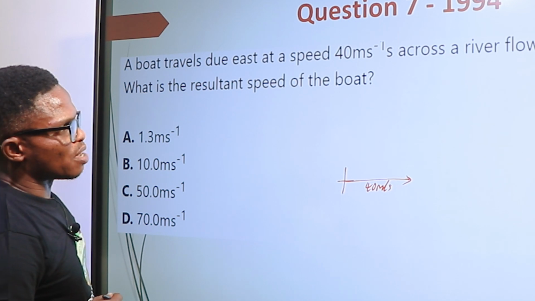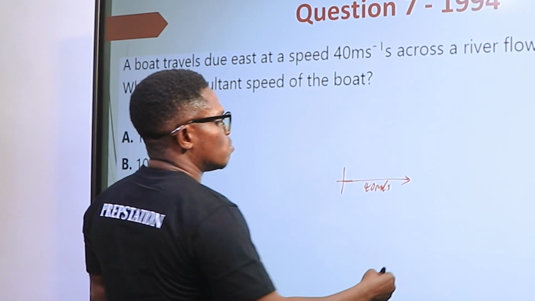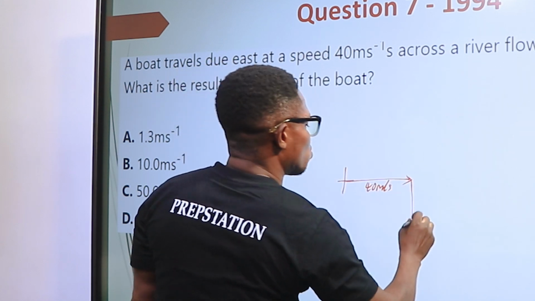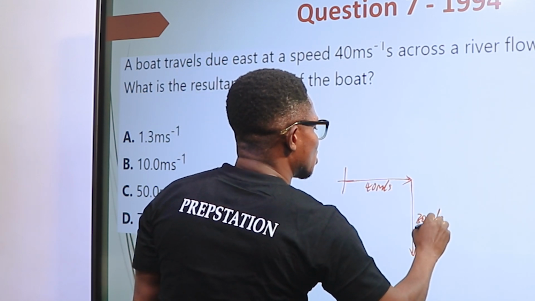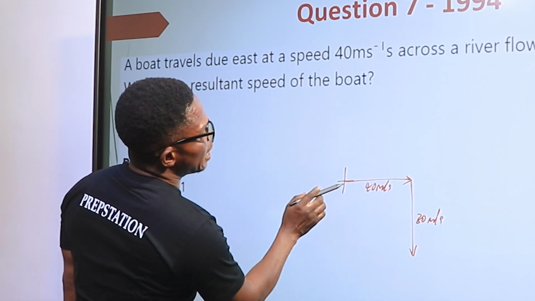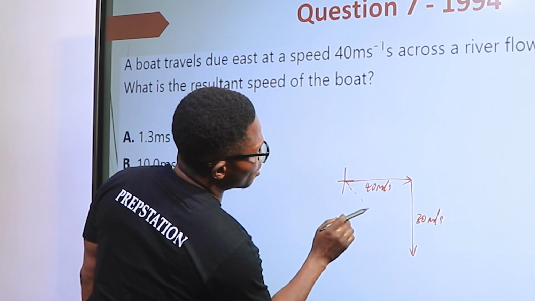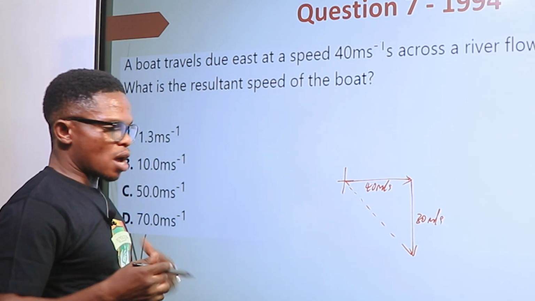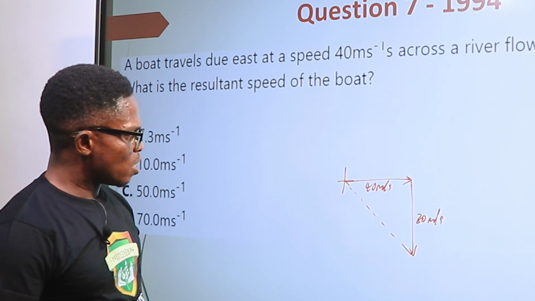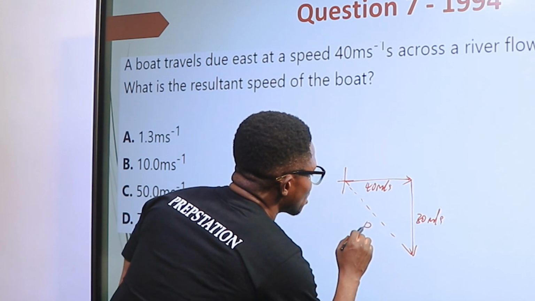And then what happened? The river is flowing due south. So from the tip of the last vector, put the second one. The river is flowing south at a speed of 30 meters per second. So what is the resultant speed? The resultant speed will be a line drawn from the starting point to the end point. If you like, you can use a dashed line for this. Now ask yourself, what type of triangle is this? This is a right angle triangle. So we are free to use Pythagoras theorem. Let's call this R, resultant.